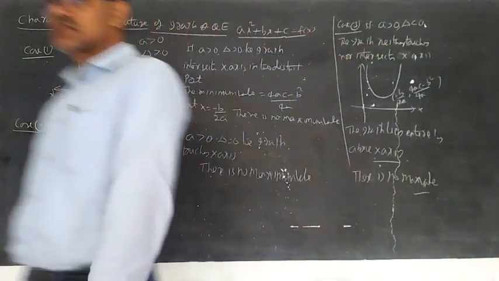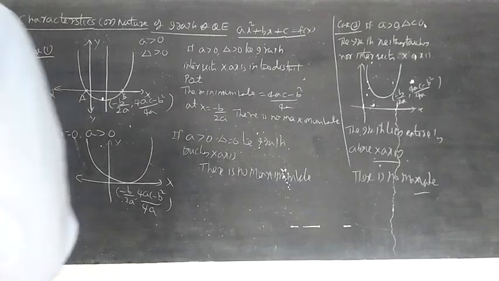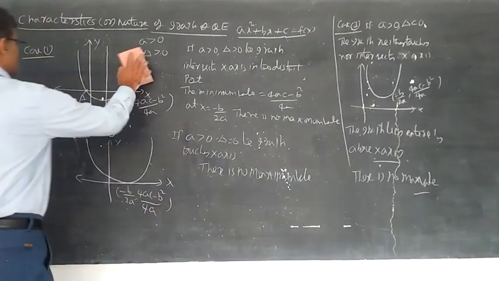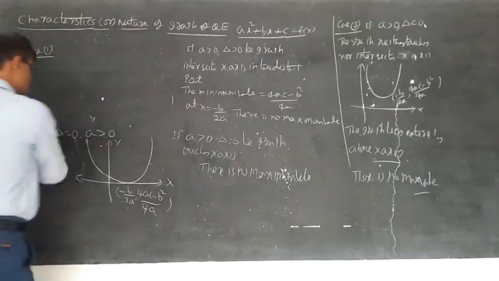For a greater than 0, we have arranged three cases here. We have discussed them. First one is delta greater than 0, second one is delta equal to 0, third one is delta less than 0. In a similar way, we can discuss the characteristic of the same graph for the a less than 0 concept.